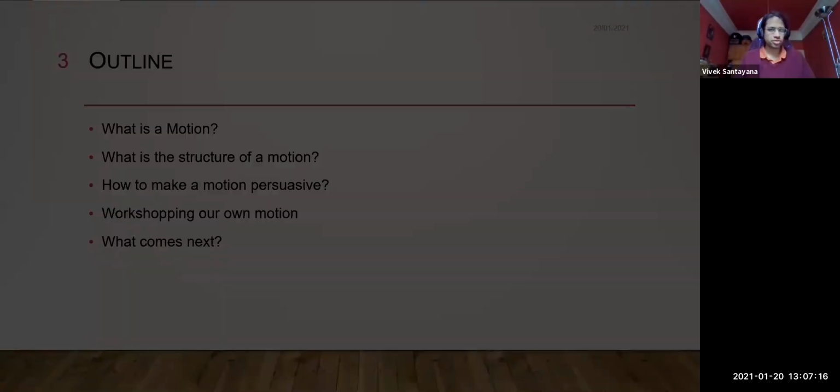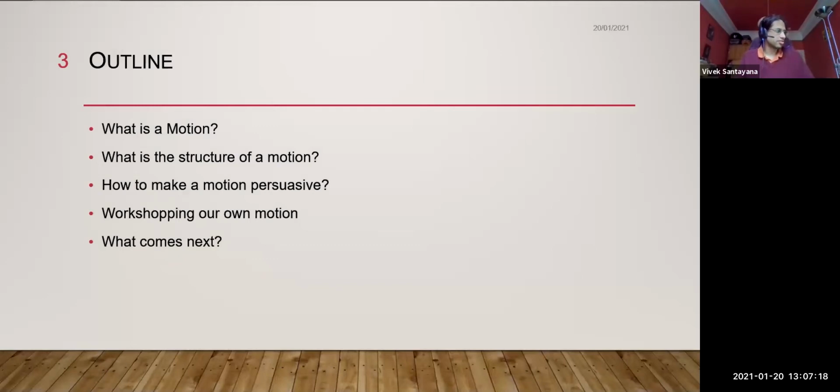The structure of the workshop itself is going to be like this. I'm just going to talk very briefly about what a motion is and what the structure and template of a motion looks like. I'll talk briefly about my experiences on how to make a motion persuasive. And then for about 20 minutes, we'll workshop our own motion. And then after that, I'll talk briefly about what the next steps are after you've written the motion itself.